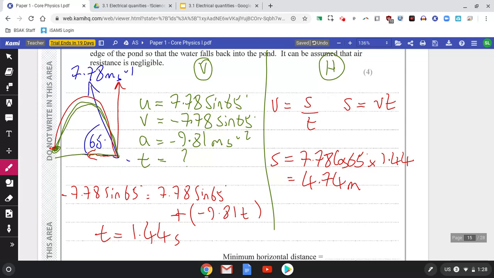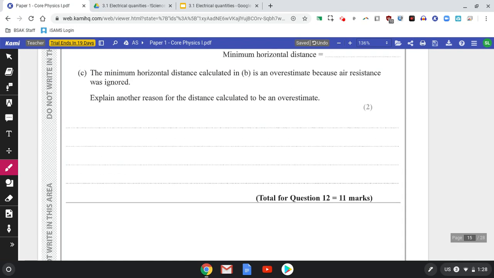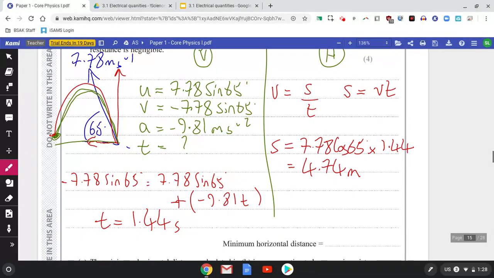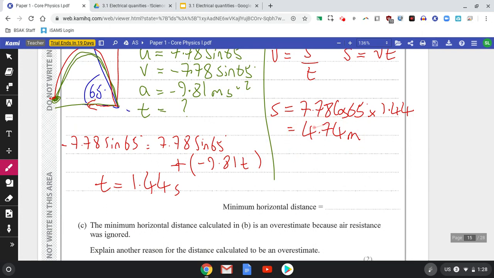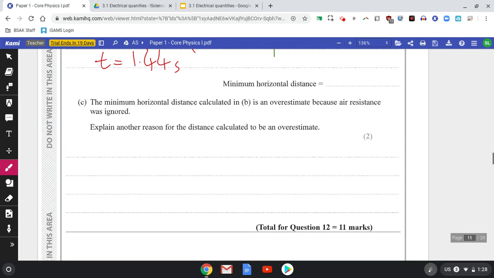Right, the last bit of the question is about the air resistance. Explain one reason. All right, this is an overestimate, because obviously in reality air resistance would slow down the water, so it would actually fall shorter than our calculated value of 4.74. But it wants to know any other reasons why it's going to fall short of 4.74. Well, we can't use air resistance because it's mentioned.